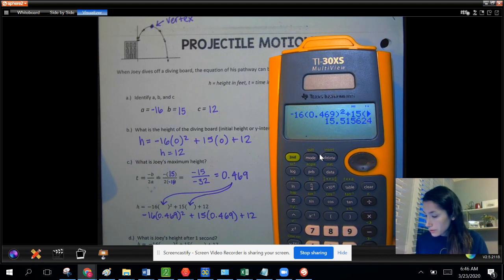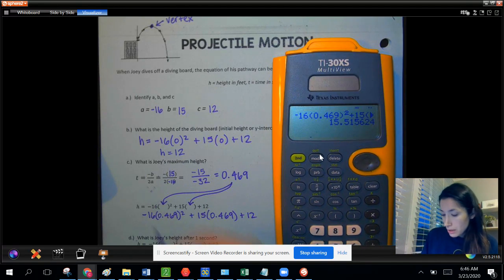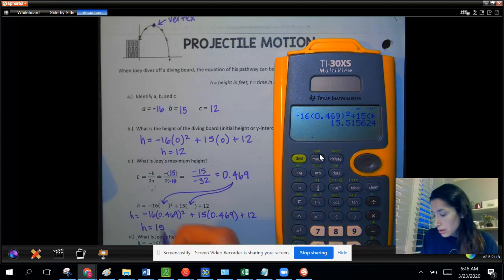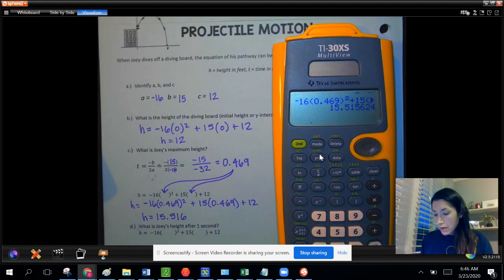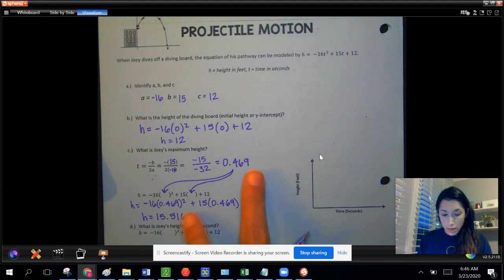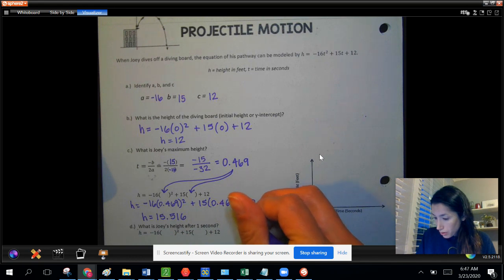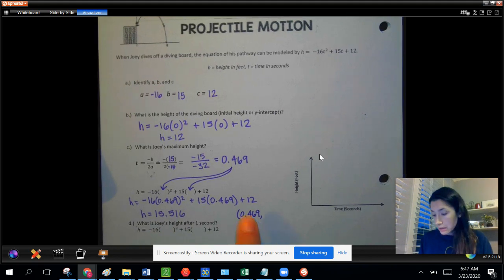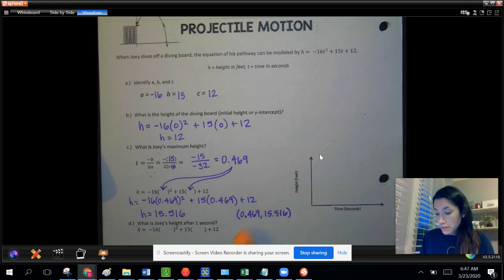Okay, this is going to simplify to 15.515, which we'll round to 15.516. So the height is 15.516. We now have our vertex, this point right here. Let's write it as an actual coordinate: 0.469. So at a time of 0.469, the maximum height that Joey is reaching is 15.516 feet. Remember, this is time in seconds, and this is our height in feet.